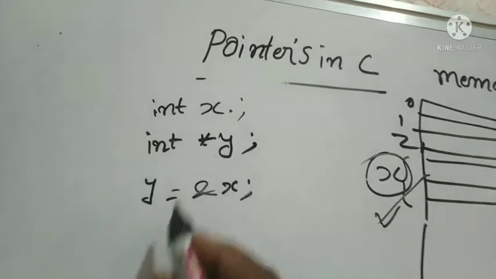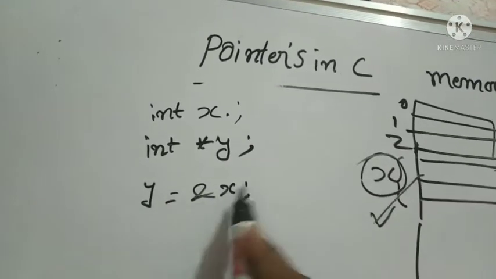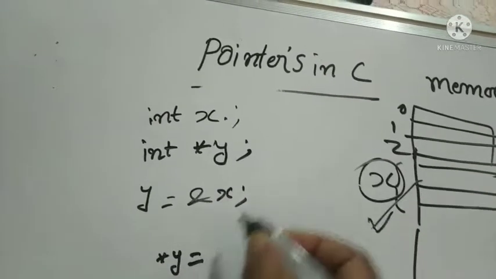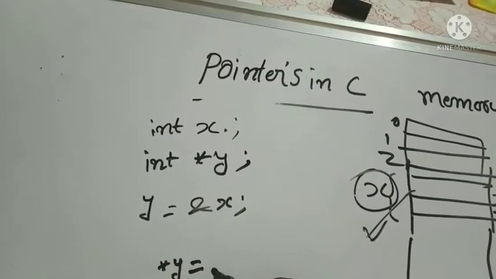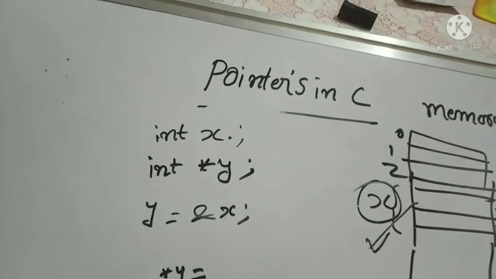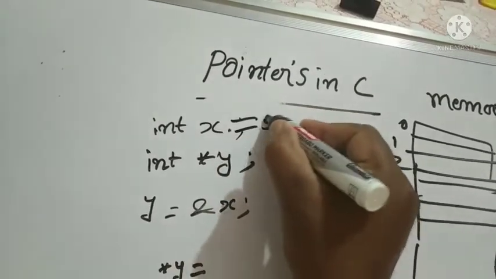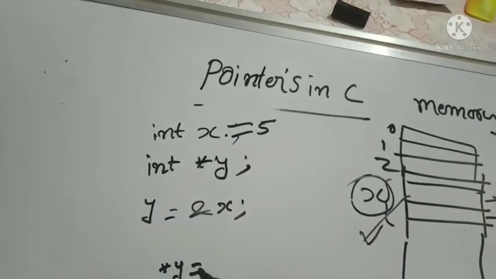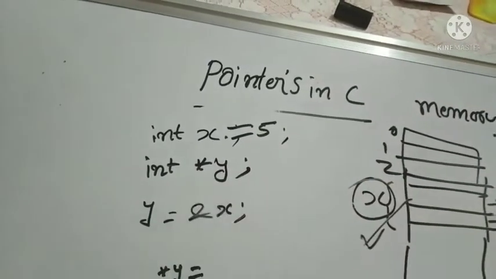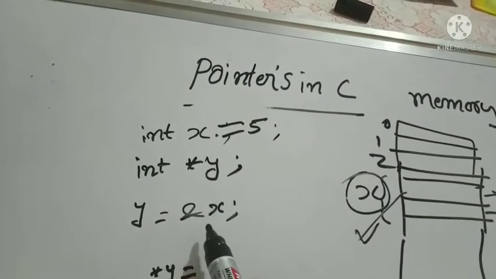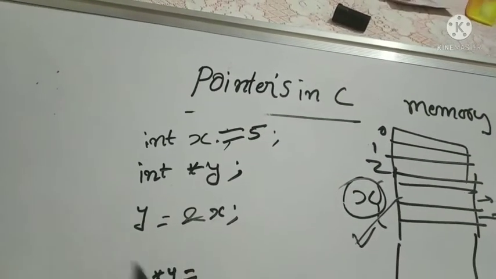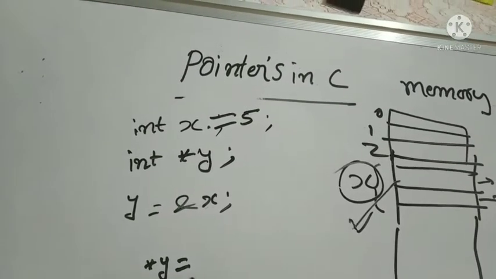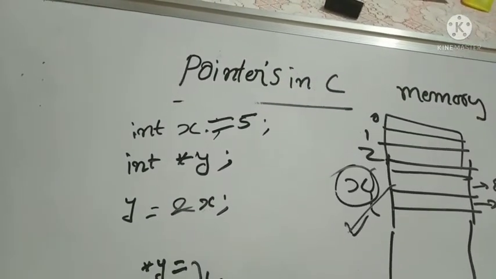So then what does y indicate? y indicates the address of x's memory. And *y indicates the value of the variable present in this location. For example, consider x has a value of 5. So I have initialized a pointer and stored the address of x in the variable y. Next, if I use *y, it will give us the value 5.